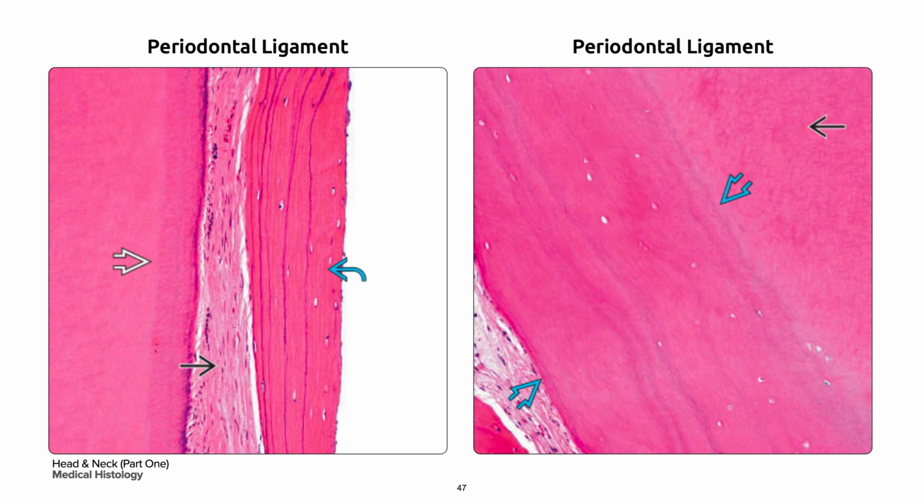On your right is a high-power H&E showing the relationship of the tooth to the PDL. Note the transition of dentin in single black arrow into the cementum in a bold blue arrow.